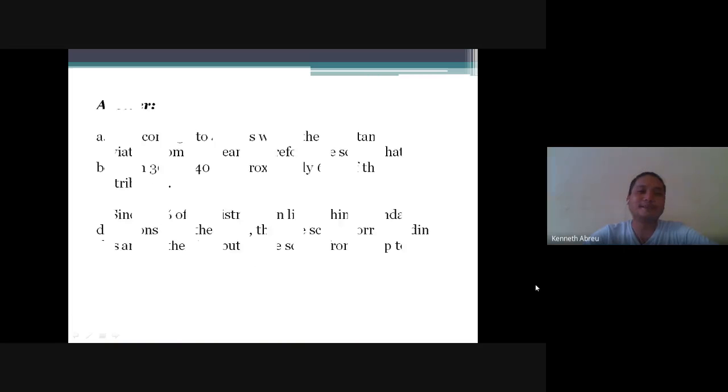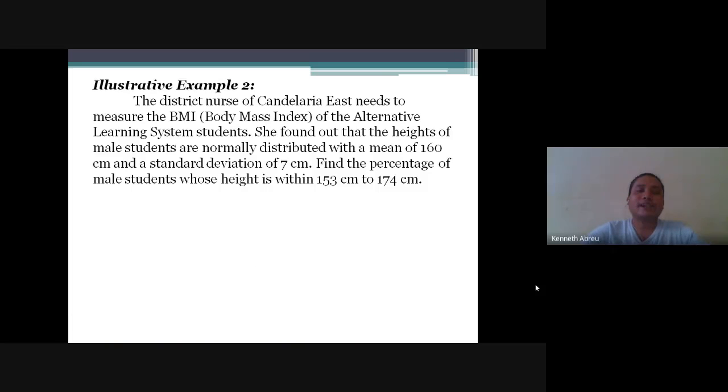Okay? Yan. Okay, sample number 2. The district nurse of Candelaria East needs to measure the BMI, or the body mass index, of the Alternative Learning System students, or the ALS students. She found out that the height of the male students are normally distributed with a mean of 160 centimeters and standard deviation of 7 centimeters. Find the percentage of the male students whose height is within 153 to 174.